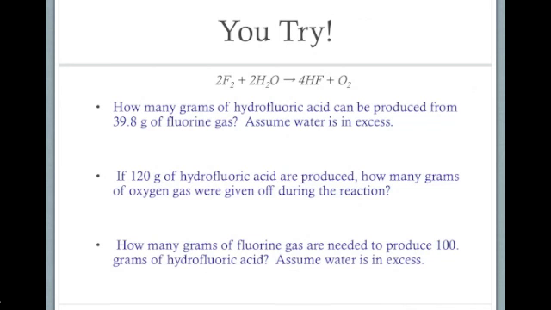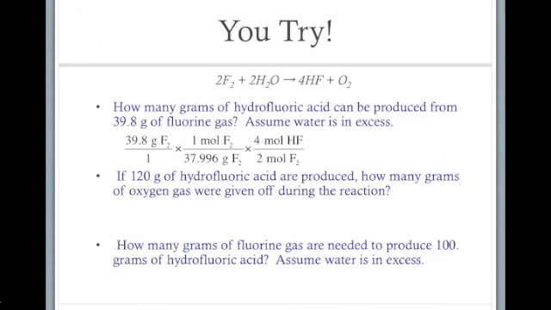Question, how many grams of hydrofluoric acid? We got grams of hydrofluoric. We start with grams of fluorine. All right? Start by putting what you're given over 1. Going to convert to moles first. Got to do moles first. So we're going to go forward. Okay? 1 mole of fluorine gas, F2. We got that many grams from the periodic table.